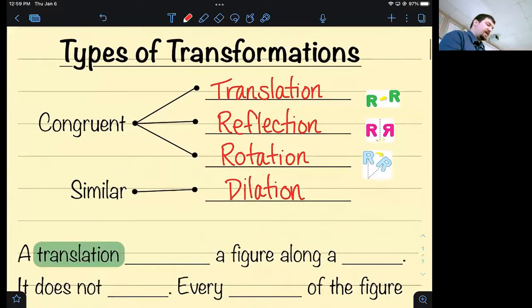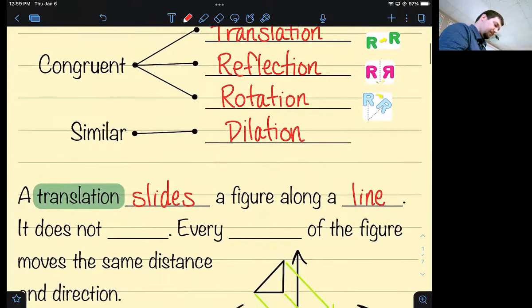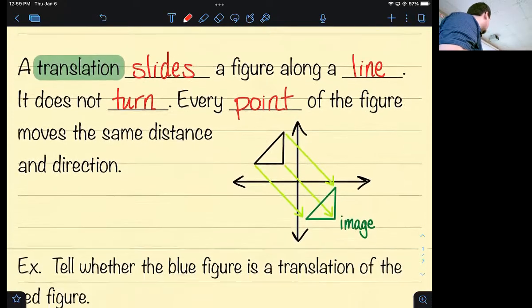All right, so a translation slides a figure along a line. It does not turn. Every point of that figure moves the same distance and the same direction. So here's an example of what a translation looks like.